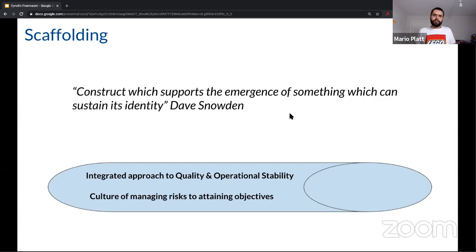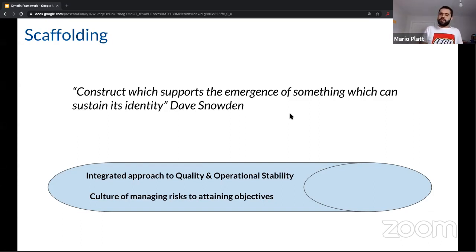So the scaffolding provides the constraints which each need to be strong enough at the start of the process, but that should evolve as part of the evolving identity of the organization. So a scaffolding is a construct which supports the emergence of something which can sustain its identity.